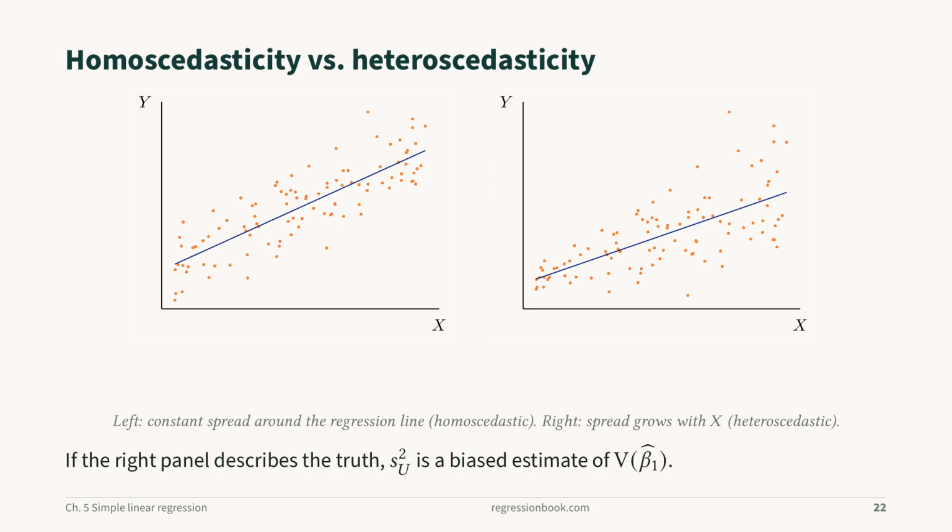The pictures show what homoscedasticity means. Left panel, constant spread around the line at every x. Right panel, the spread grows with x, heteroscedasticity, and exactly the pattern housing data tend to show. The caption's warning is the point. If the right panel describes the truth, the standard variance estimate of the slope is biased.